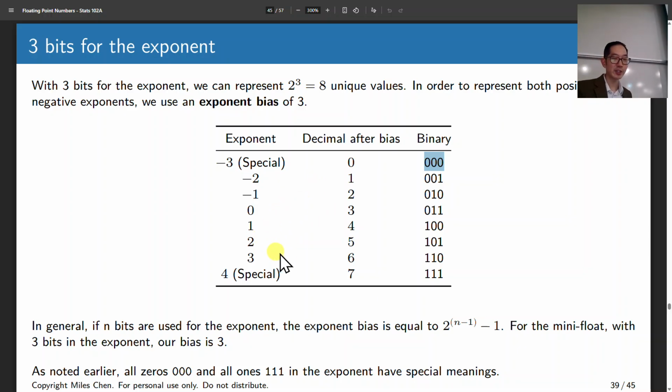This means I have a bias of 3 because -2 is going to get mapped to 1. -1 goes to 2, 0 goes to 3, 1 goes to 4, 2 goes to 5, and 3 goes to 6. So basically, I'm taking the actual exponent, adding 3, and that's the number I store in binary. If I want -2 as the exponent, I add 3, I get 1, and I store 1 in binary. If I want 3 in the exponent, I add 3, I get 6, and I store 6 in binary, which is 1, 1, 0. All 1s is special, all 0s is special.